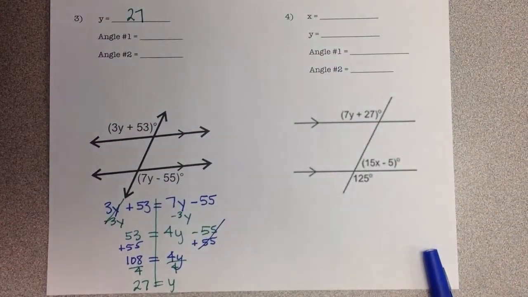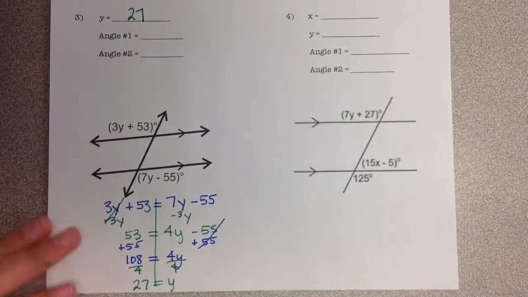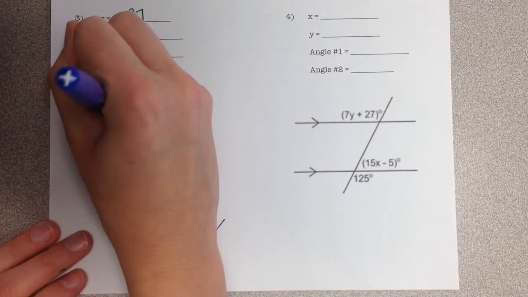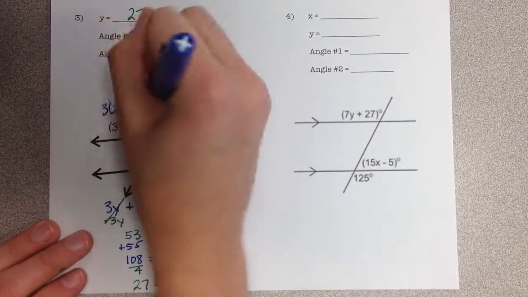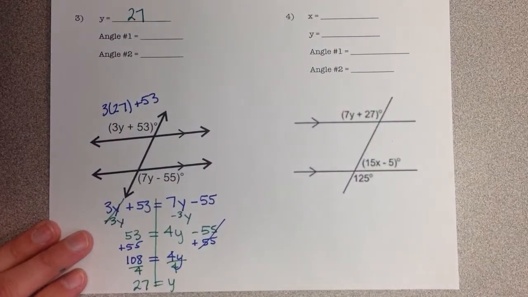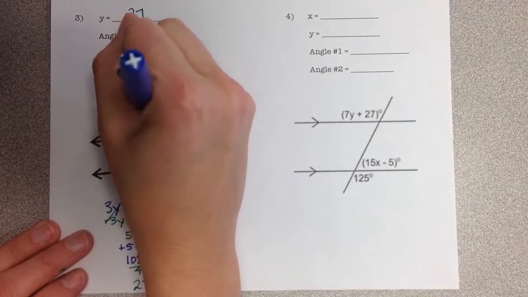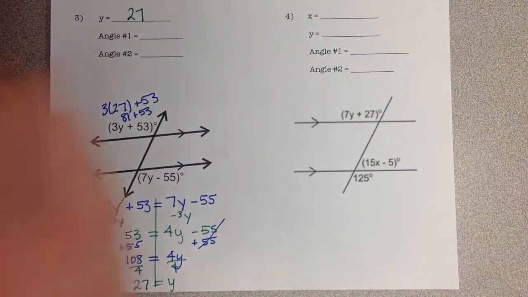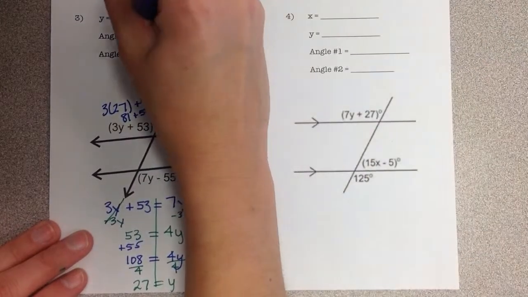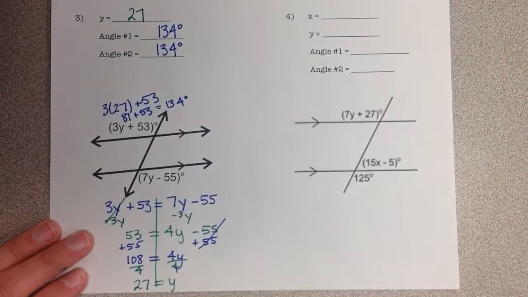Now I'm going to go back and plug those in. I can do it into either equation because they should equal each other. You can always double check by doing it into both. I'm going to pick this one up here. 3 times 27 plus 53. 3 times 27 is 81, plus 53 equals 134 degrees. So both angles, since they are congruent, should be 134 degrees.